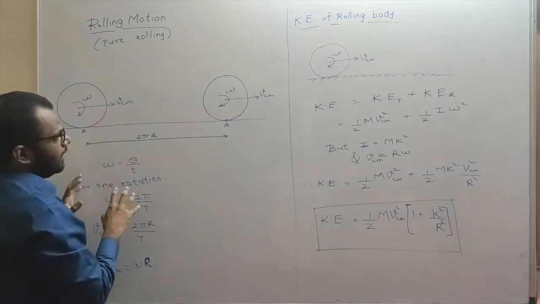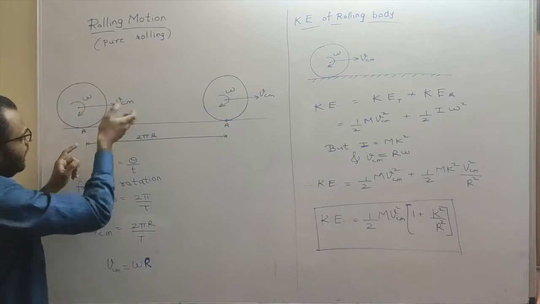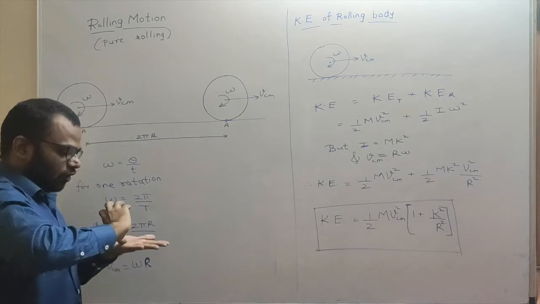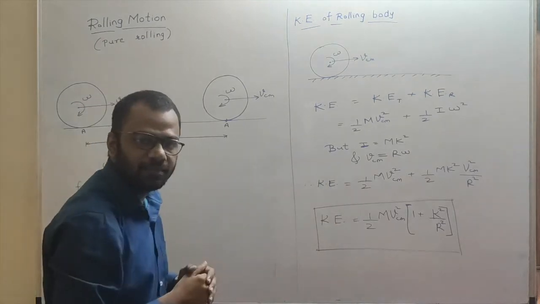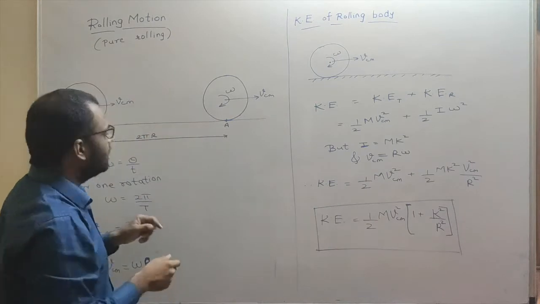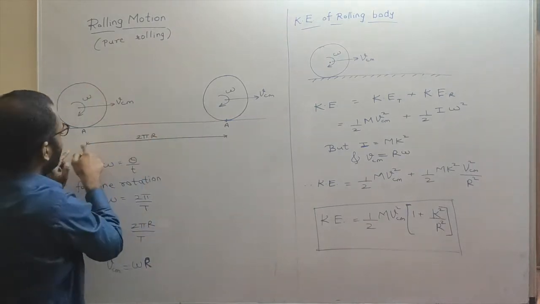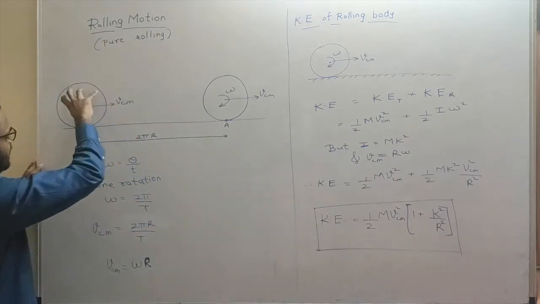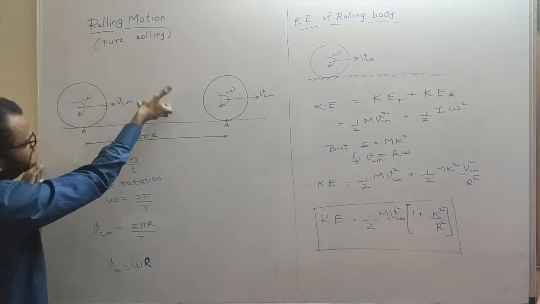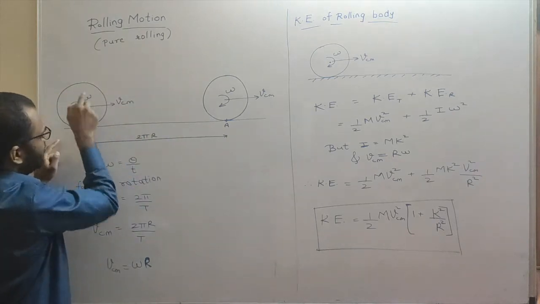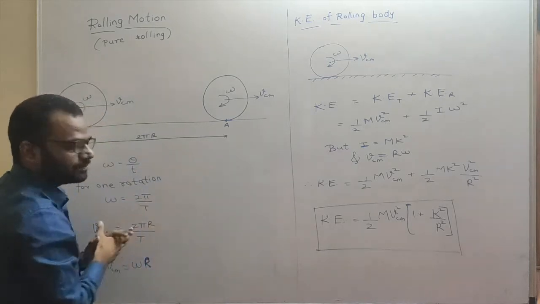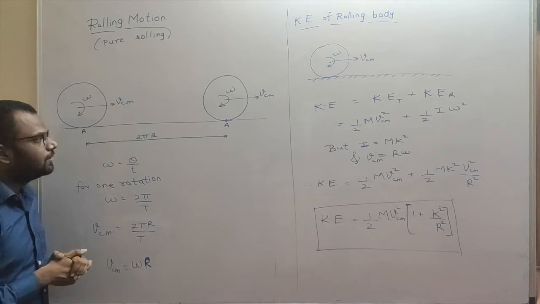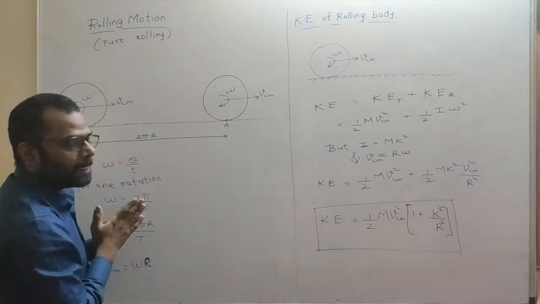Now in one rotation, how much will this distance be? One rotation means the object would have moved 2 pi r distance, because A has completed one rotation. So basically this distance is the circumference of this circular path that is being traced over here. So this distance is 2 pi r.